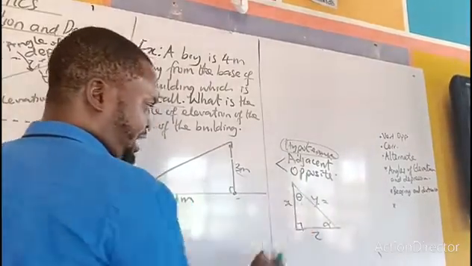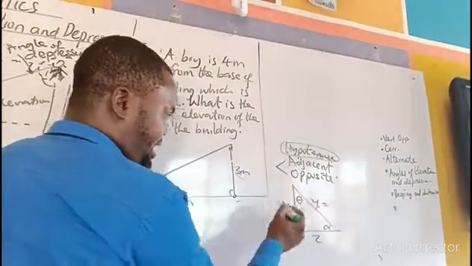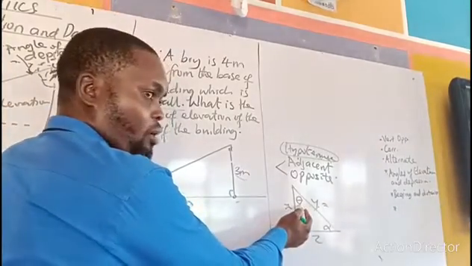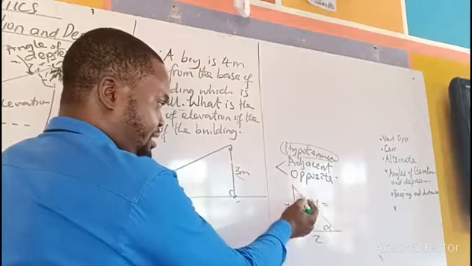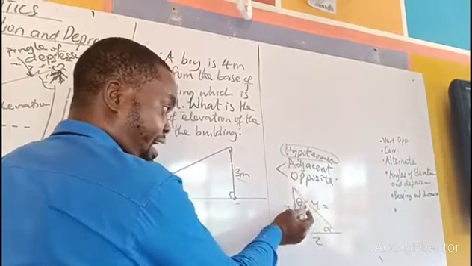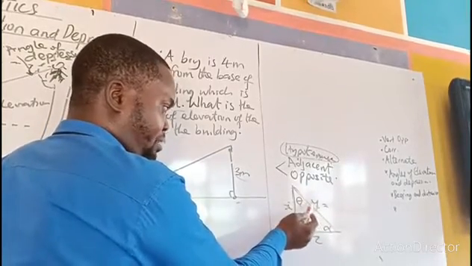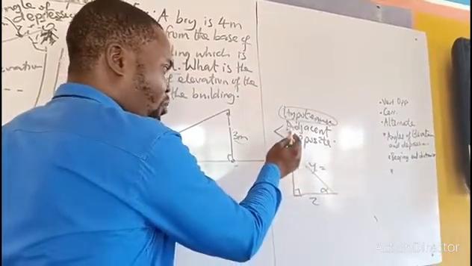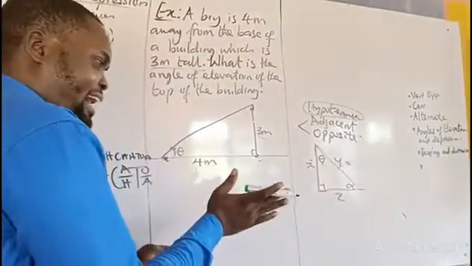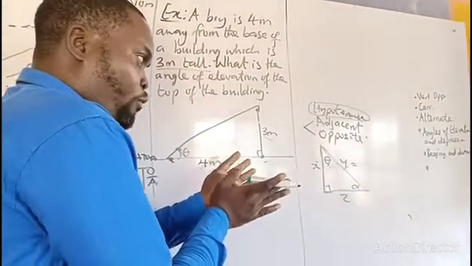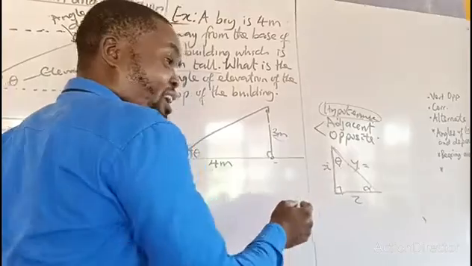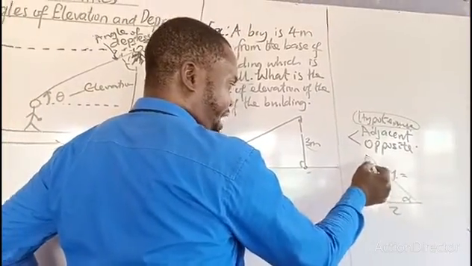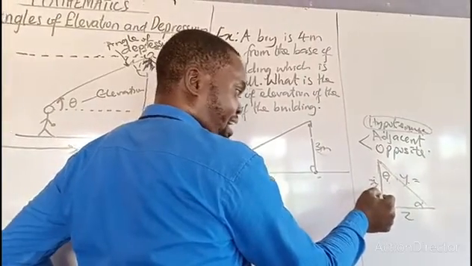Now let's look at this angle theta. Which 2 lines meet to form theta? This one and this: X and Y. But Y is your hypotenuse. The second one is your adjacent. Any line that meets with the other one to form the particular angle in question is your adjacent. So for theta, theta is formed by Y and X. So X is our adjacent.